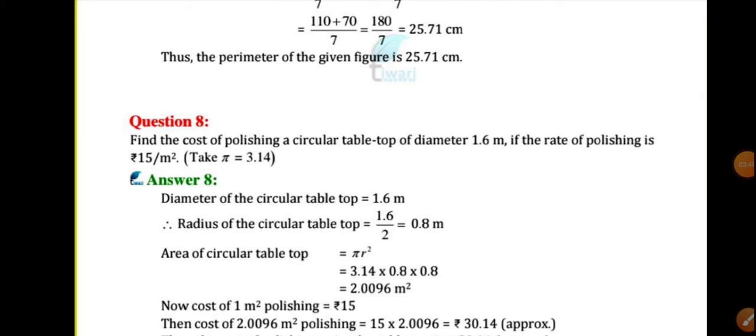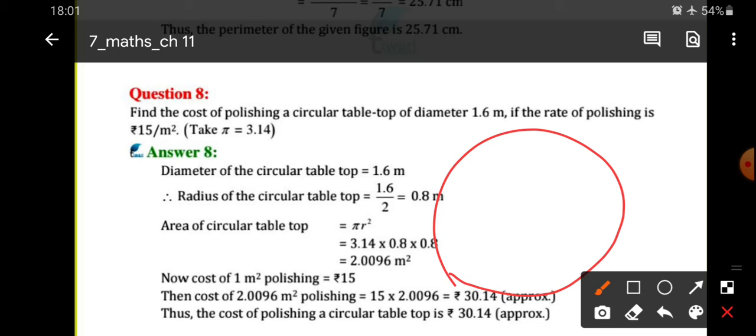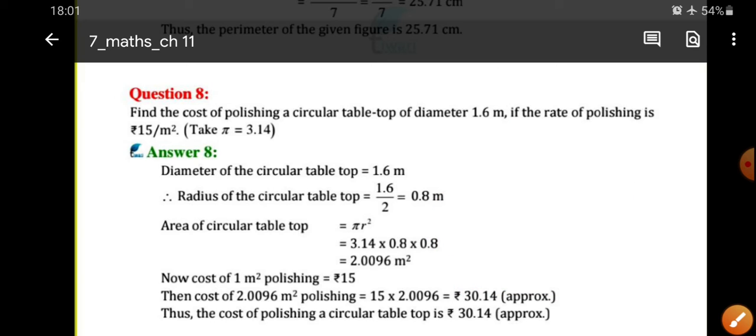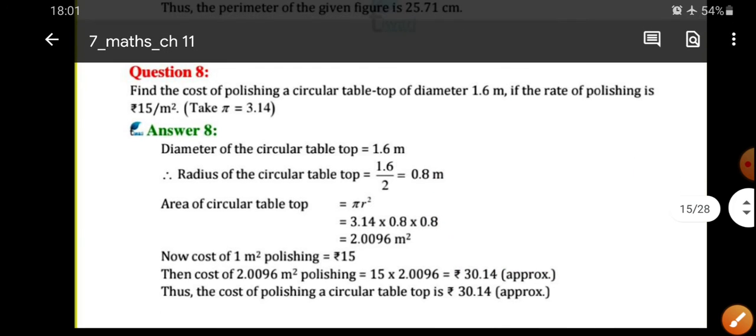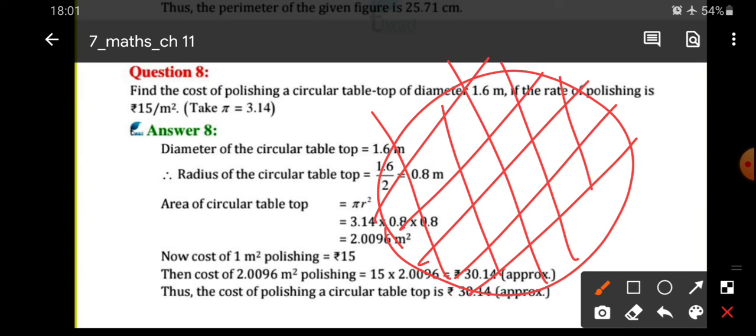Question number 8. Find the cost of polishing a circular tabletop of diameter 1.6 meter if the rate of polishing is 15 rupees per meter square. Okay, this is the circular tabletop, diameter 1.6. Now you have to find the cost of polishing this circular tabletop. So here you can see the tabletop will be polished over this area.